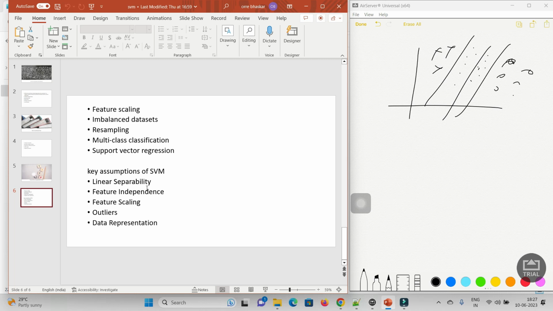These are our misclassification points, and we fit a line to all these misclassified points. That's our regression line. That's our SVR line, right? And we also have to make sure we have an optimized margin. That is what SVR is in simple terms.